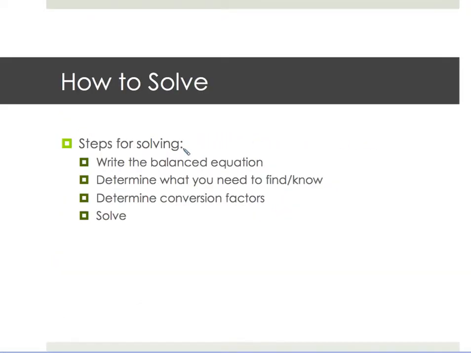Okay, some steps for solving. Step one is to write the balanced equation. This is super important. We have to write the balanced equation correctly, or the rest of it falls apart. Step two, determine what you need to find and what you know. Step three, find your conversion factors. Then solve and round to significant figures.